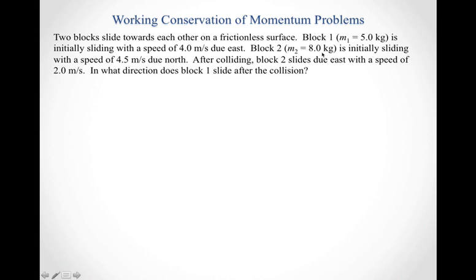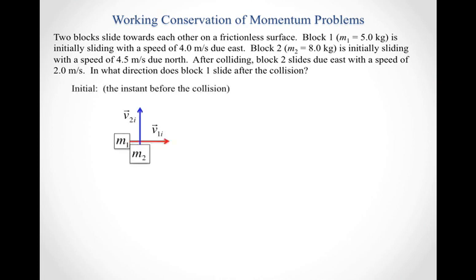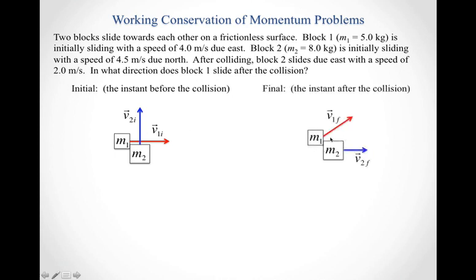Again, notice that what I'm being told here are masses and speeds. So I'm going to end up using my p equals mv substitution to solve for the magnitudes of these momenta. But let me start where I always do, which is to draw initially what's going on. I'm told that block 1 slides east, block 2 slides north. They collide, and then at the instant after the collision, I'm told that block 2 is sliding due east and block 1 is sliding off in some direction. I don't know what direction that is. That's what I'm asked to solve for.